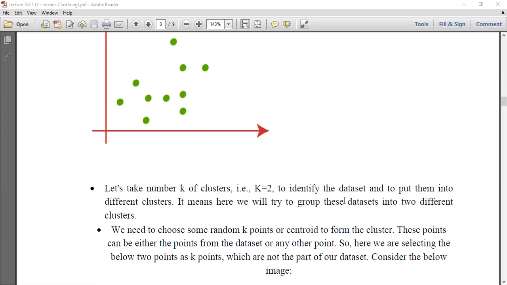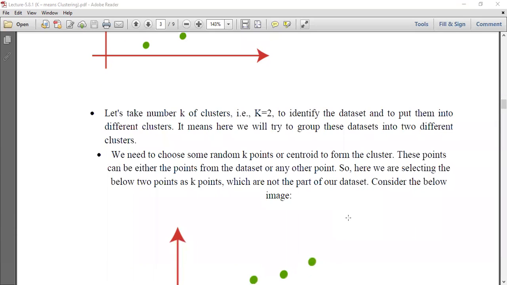To identify the data set and put them into different clusters, here we will try to group these data sets into two different clusters. Now we need to choose some random k points or centroids to form the clusters. These points can be either points from the data set or any other point.